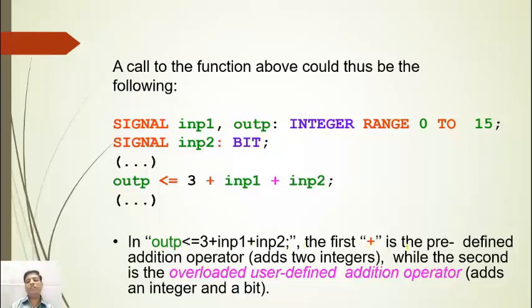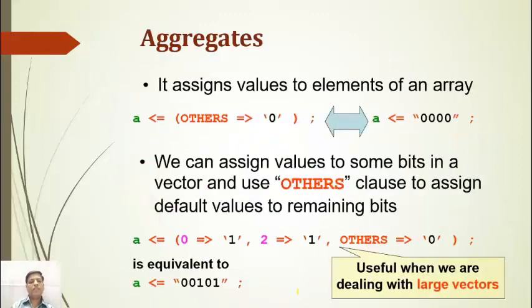The first plus is the predefined addition operator, which adds two integers, while the second is the overloaded user defined addition operator. It adds an integer and a bit. So this way we have studied overloading operators. Now next, aggregates. Aggregates assign values to the elements of an array.